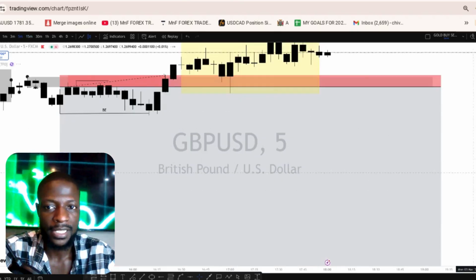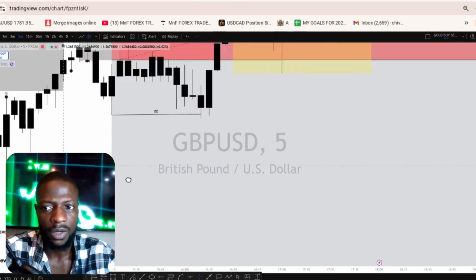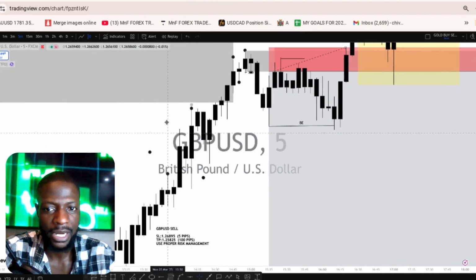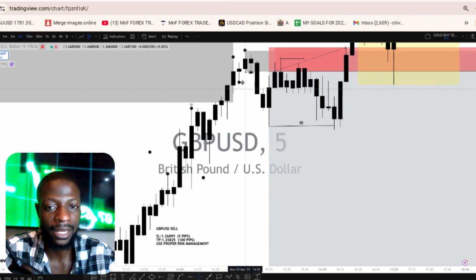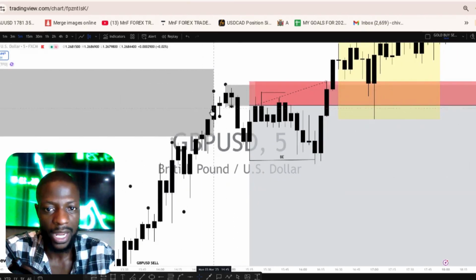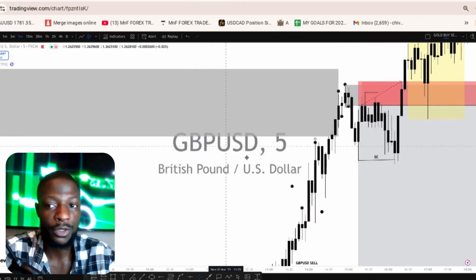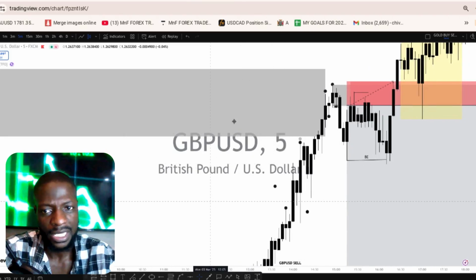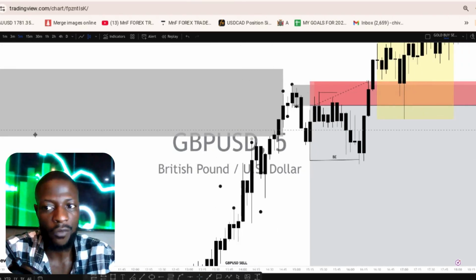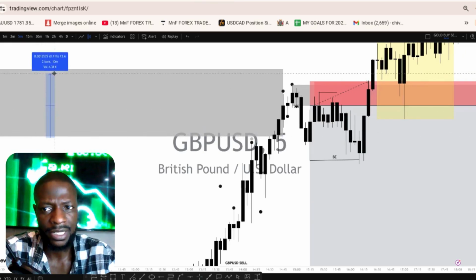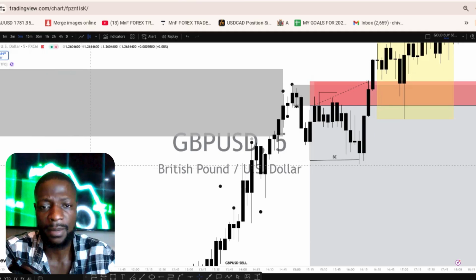We went to the 5 minute time frame, and what happened? We can see that as the market was coming to this area, it was putting up higher highs and higher lows. And we had this touch right here into our area of value, which was in the higher time frame. This is the supply zone. However, this is a big supply zone. Initially, it was about 15 pips.